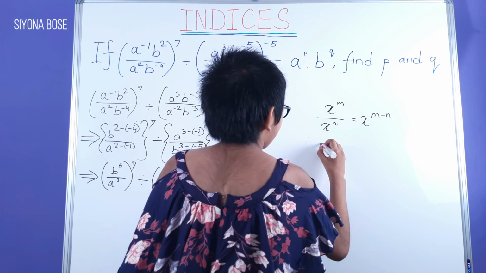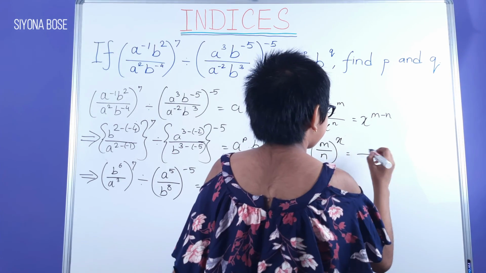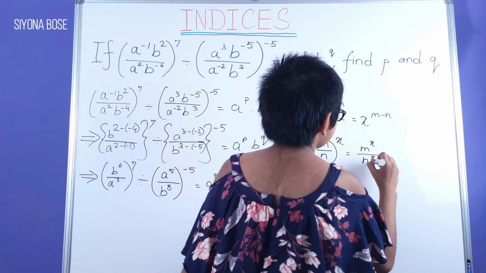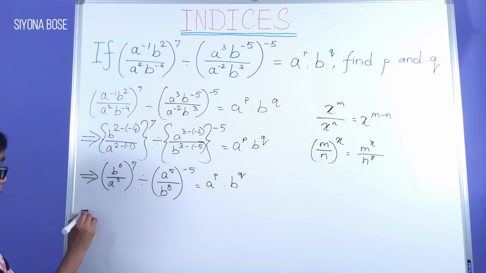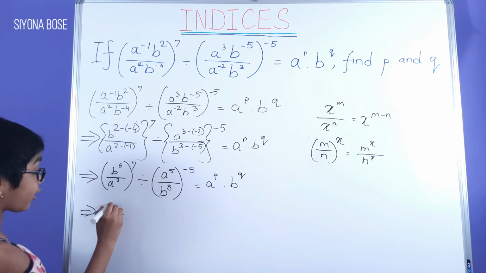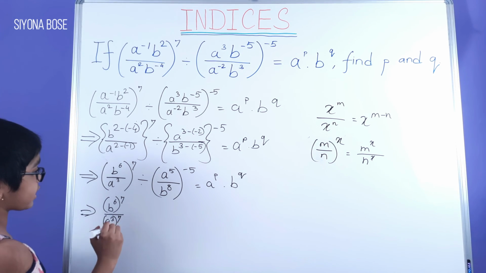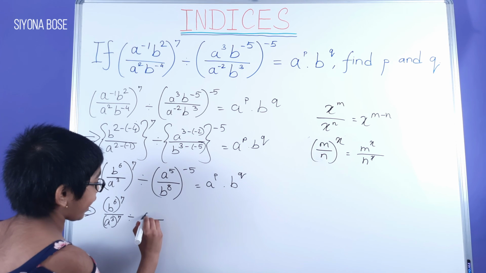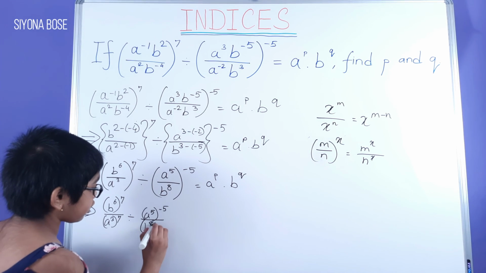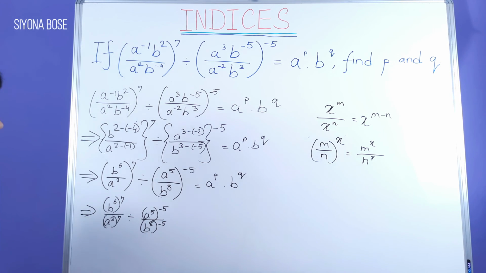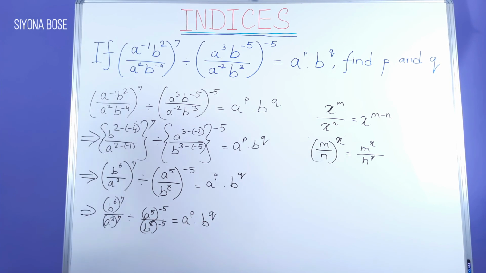If it's like m by n whole to the power of x, it is equal to m to the power of x by n to the power of x. And we are going to do the exact same thing over here. Implies that over here, b to the power of 6 whole to the power of 7 by a to the power of 3 whole to the power of 7 divided by a to the power of 5 whole to the power of minus 5 and b to the power of 8 whole to the power of minus 5 equal to a to the power of p into b to the power of q.